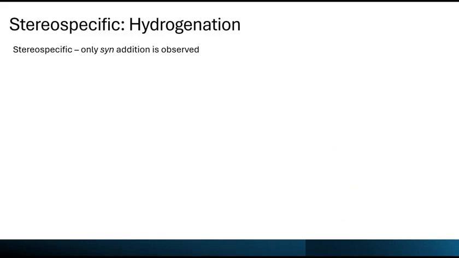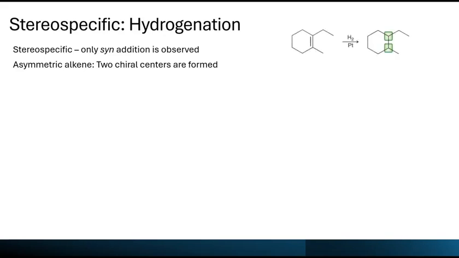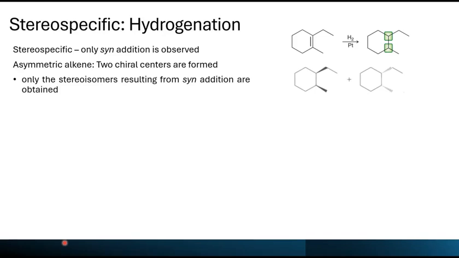Stereospecific hydrogenation. Stereospecific means only syn addition is observed for this. Asymmetric alkene means we're going to have 2 chiral centers that can potentially form. For example, here we have an asymmetric alkene. Addition of H2 over a platinum catalyst will result in 2 chiral centers. Only the stereoisomers resulting from the syn addition are obtained based on how H2 adds.